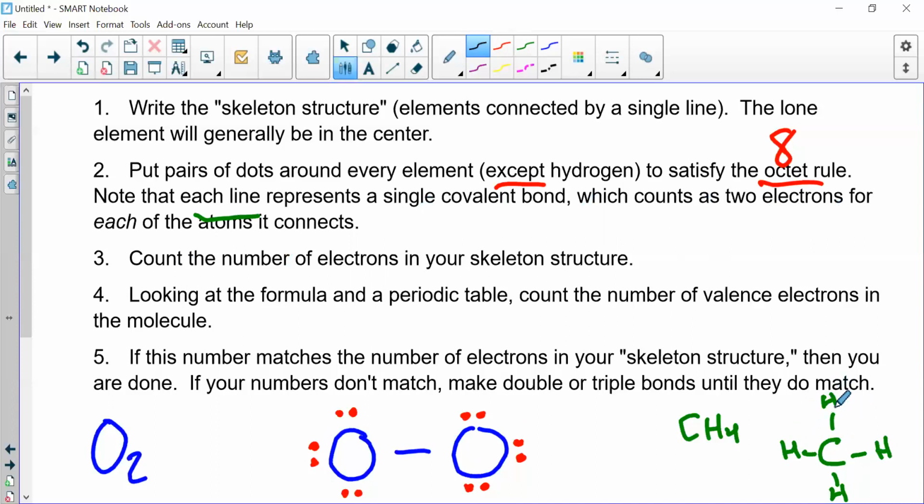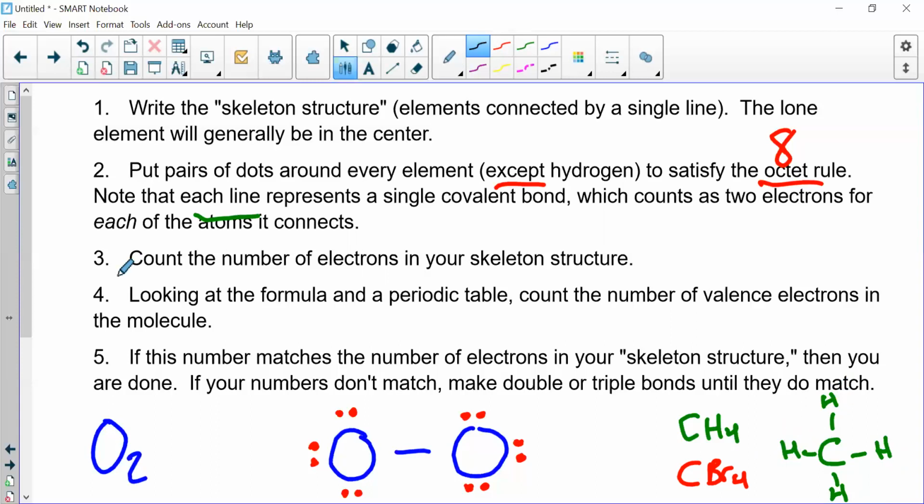These hydrogens do not follow the octet rule. Hydrogens can only hold a maximum of 2, and notice that each of these hydrogens already has 2. So this is actually done. You're not going to add any dots to this. Now, if this were something like CBr4, where each of these are now bromines, well, bromine, of course, can follow the octet rule, so you would add dots around each of the bromines.